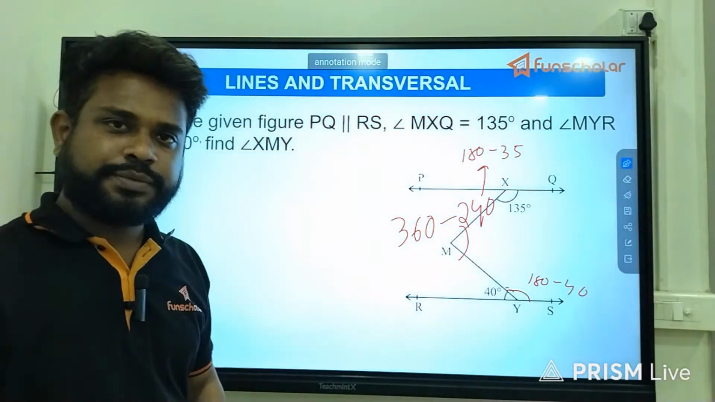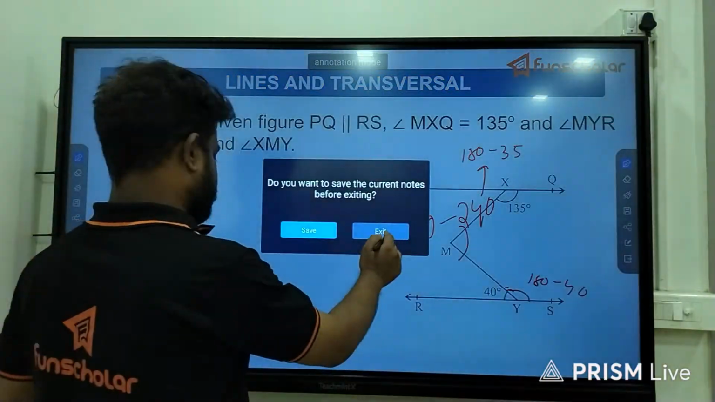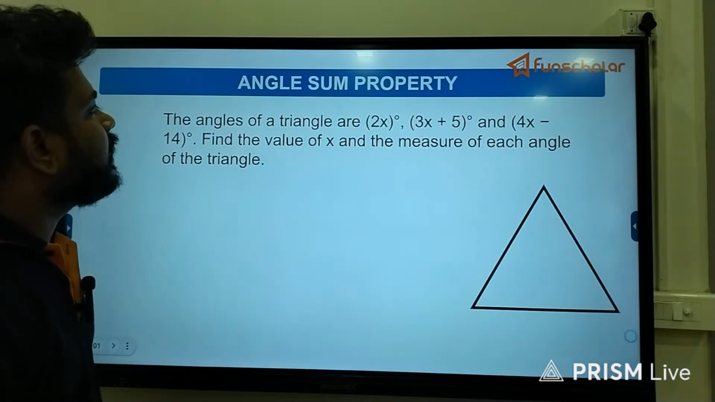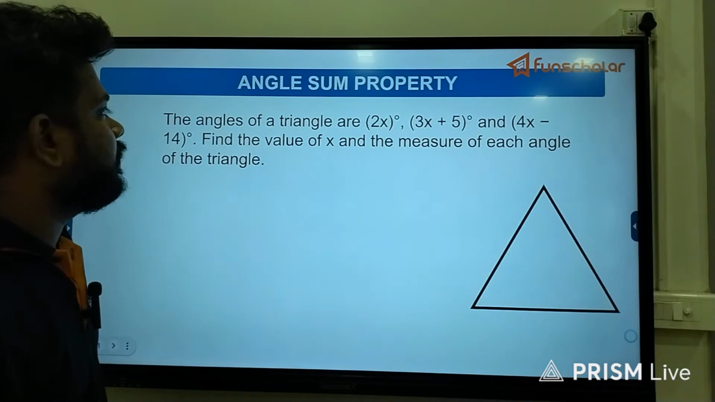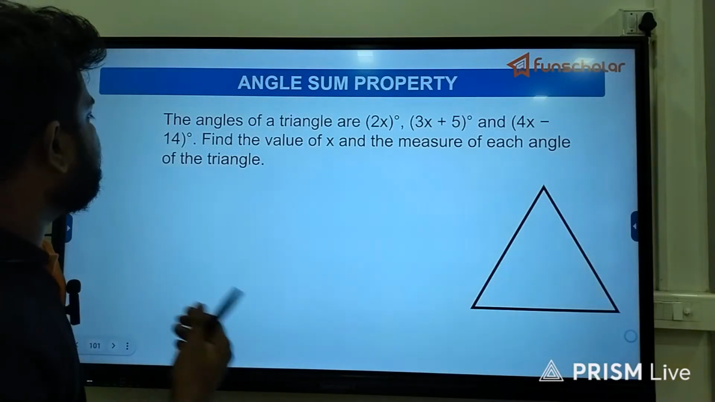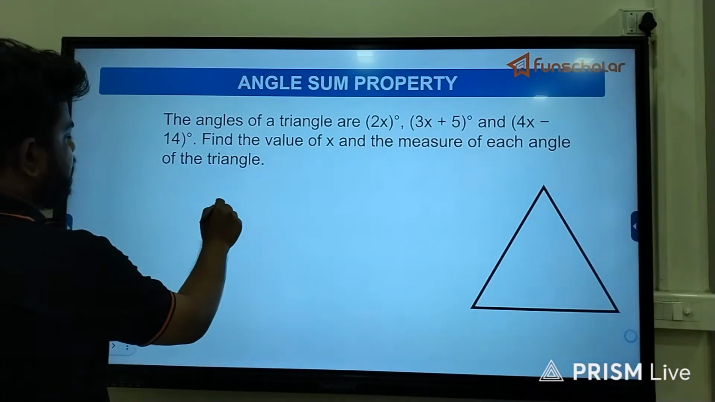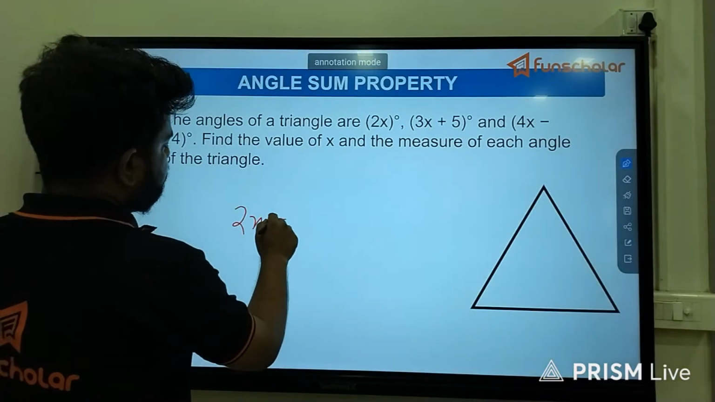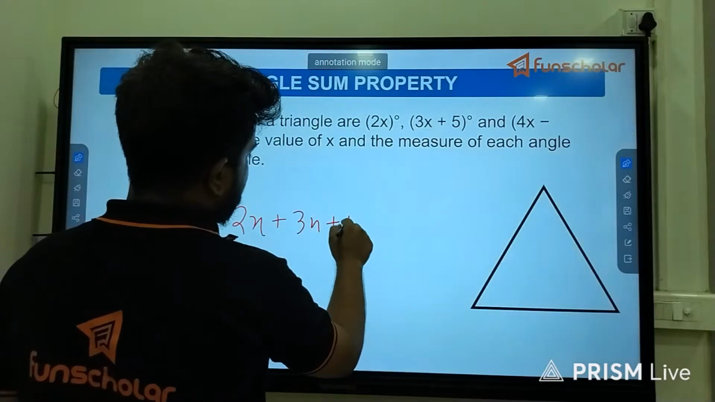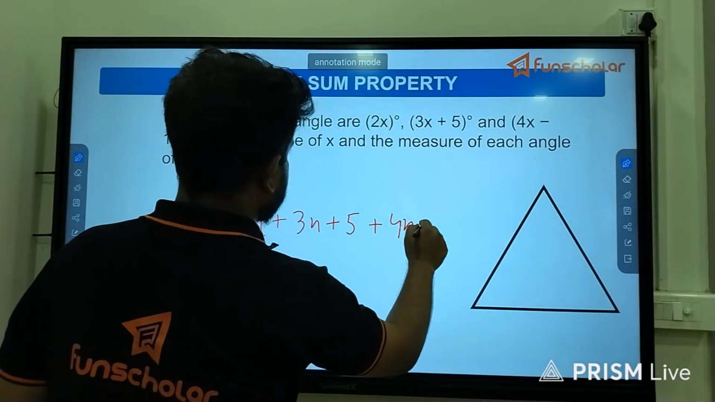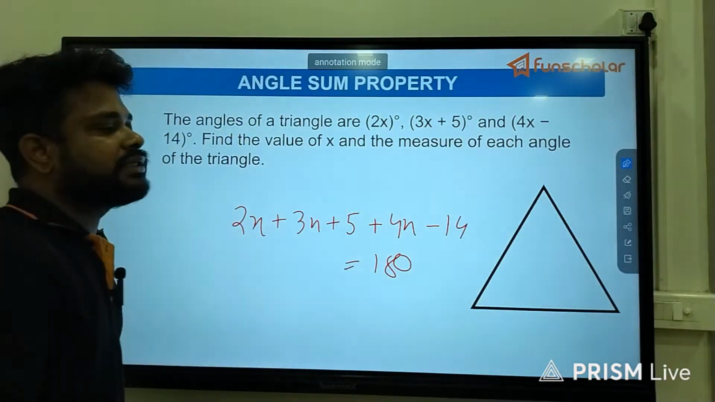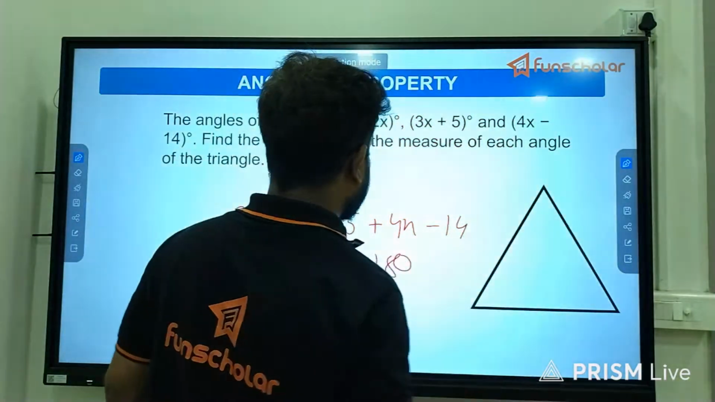Okay, that's being done. Next, the angles of a triangle are 2x, 3x, and this. Find the value of x and the measure of each angle of the triangle. Obviously, 2x plus 3x plus 5 plus 4x minus 14 equals 180 degrees, because from the angle sum property we know that the sum of three angles is 180 degrees.